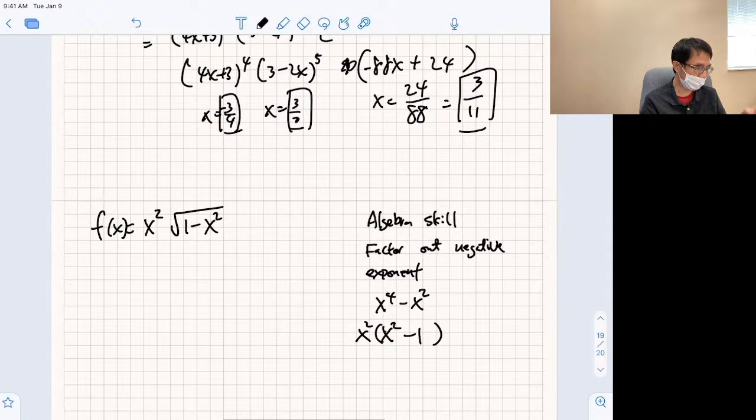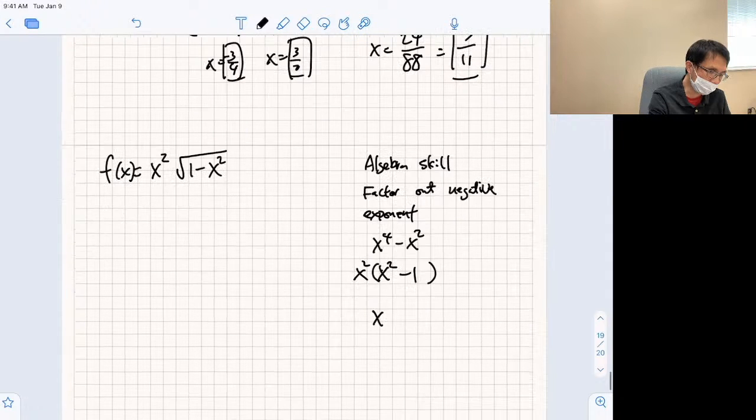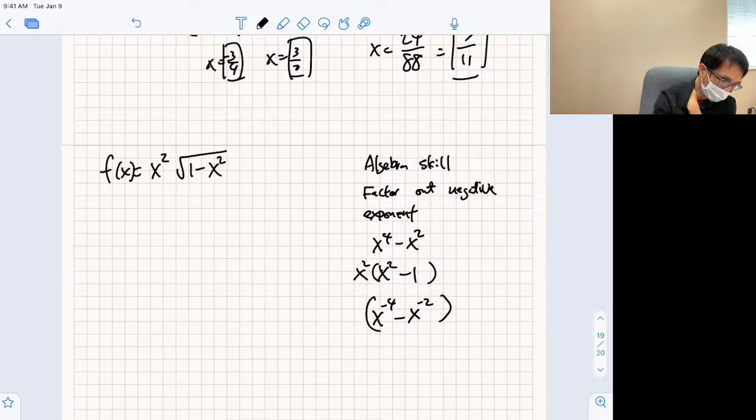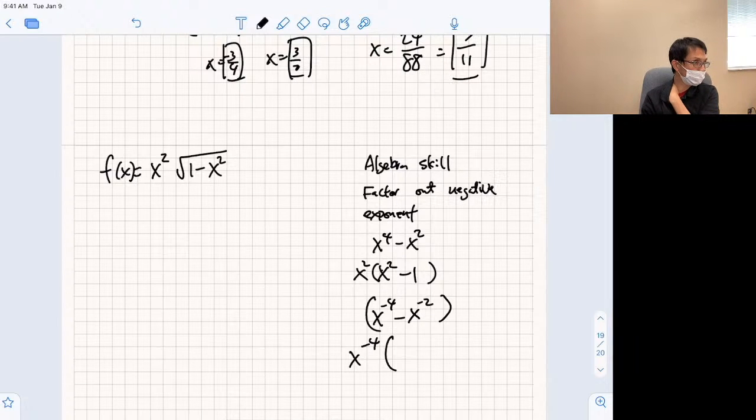Are we okay here? Now, what happens if you have x to the negative 4 minus x to the negative 2? You've never seen this before. But it does happen. So, which one's more negative? Negative 4. So, I'm going to take out negative 4. That means I'm subtracting that with negative 4. So, negative 4 subtract negative 4 becomes 0. So, it becomes 1. Does that make sense?